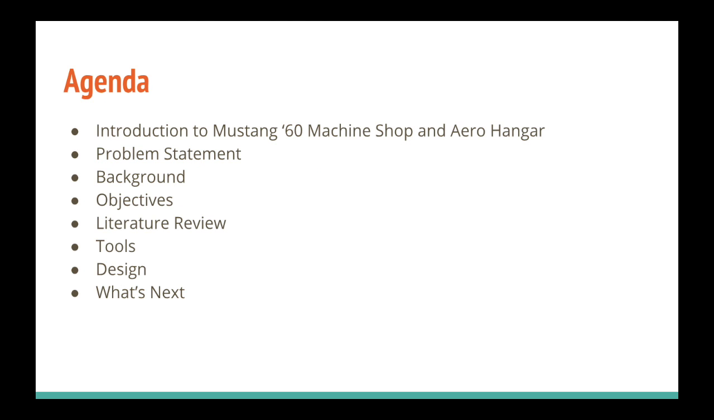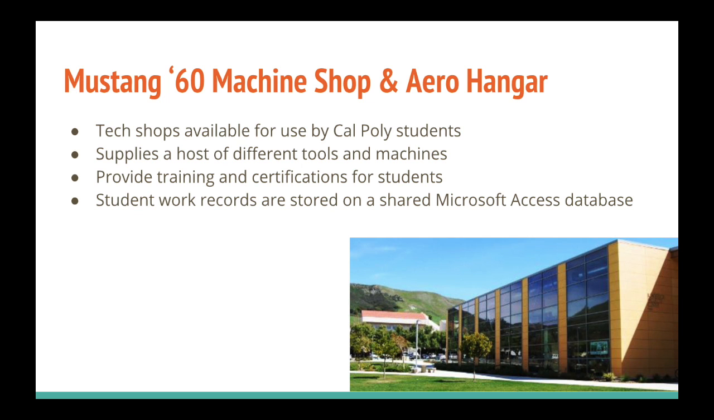Before we get started, we'd like to give you a brief overview of what we'll be covering in this presentation. We will first start with an introduction to the two shops on campus. We will then present our problem statement, then dive deeper into the background of the project. From there, we'll list our objectives, provide information on our literature review, talk a little bit about design, and finally describe what's next for us in this project.